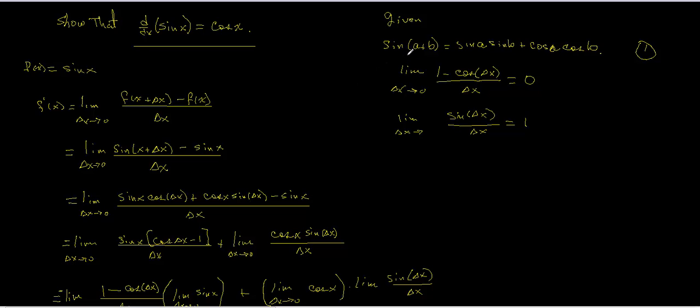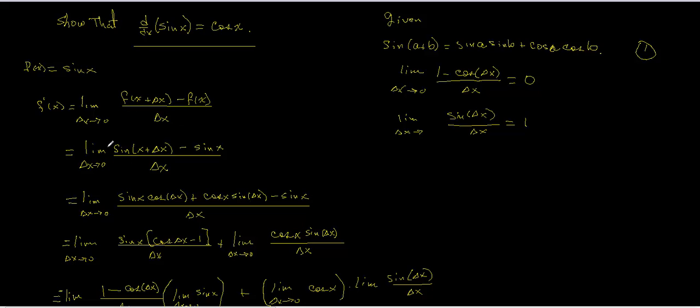namely that the sine of the sum of two angles, sine of A plus B, equals sine A cosine B plus cosine A sine B. And so here we start by substitution. We assume that f of x equals the sine of x, and we substitute it into this definition.